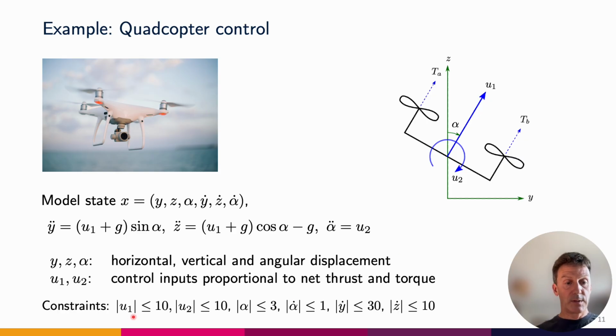There are 2 control inputs to the system, which represent the net thrust and the torque applied by the motors, both of which have magnitude constraints. And we also have constraints on the states of the system in terms of the pitch angle, rate of pitch angle change, and velocities in the Y and Z directions.